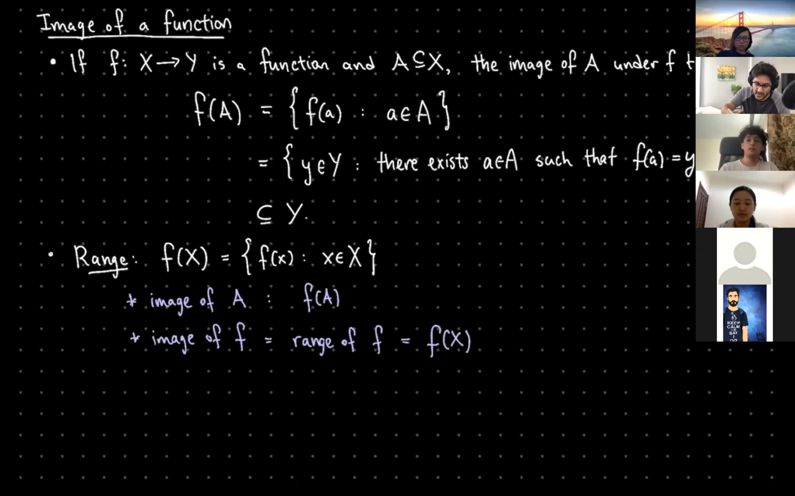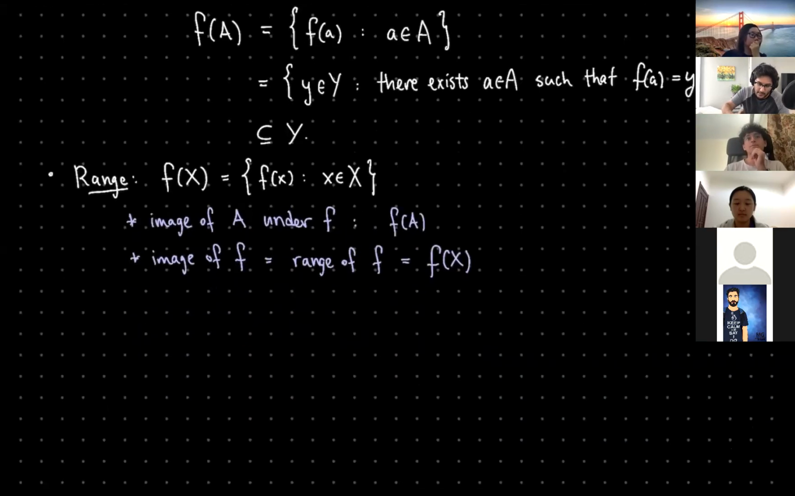So the image of a set is different from the image of a function, okay? This you can think of as the image of A under F if you want, but you can see how the terminology is slightly different, but at least it's unambiguous. That's the point, okay? So let me give you some examples.